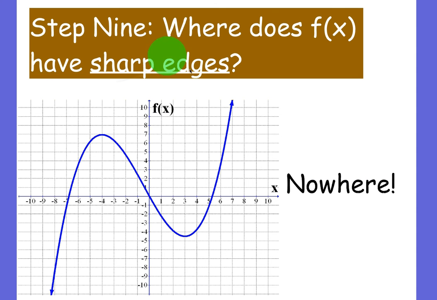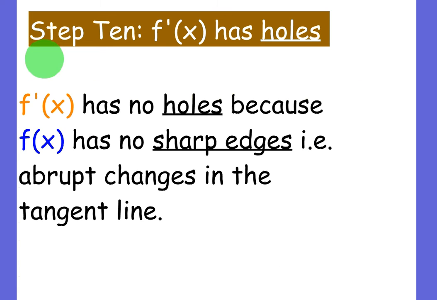Step 9, where does f of x have sharp edges? This doesn't have any sharp edges. Now what we're talking about is something like this. Well, if it had a sharp edge for the original, then the derivative wouldn't exist because the tangent line doesn't exist. Okay, so f prime of x would have a hole there. F prime of x would have holes, but this time it doesn't because f of x has no sharp edges, i.e. abrupt changes in the tangent line.